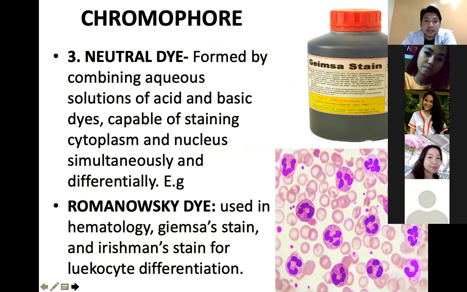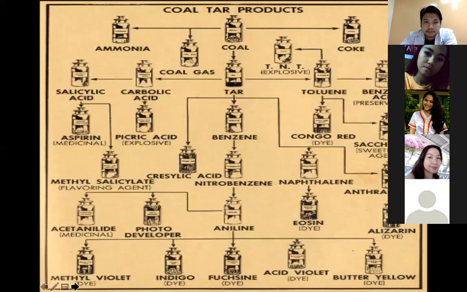Next, we have neutral dye. Neutral dyes are formed by combining aqueous solutions of acid and basic dyes. These are capable of staining cytoplasm and nucleus. A very good example for this are our stains used for hematology, collectively known as our Romanowsky dyes. Used in hematology, examples are Giemsa stain and Wright's stain for leukocyte differentiation. Okay, these are the different examples of the synthetic dyes.